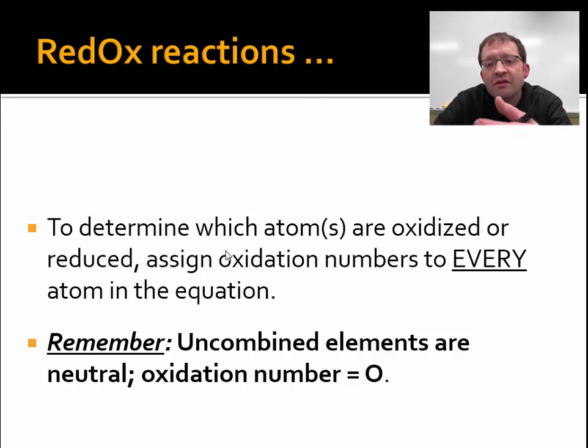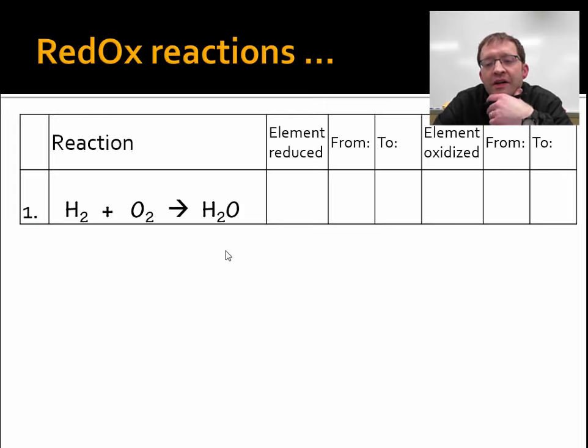And if you don't have this sheet, then follow along with us and copy these examples down so that you've got them to go off of as examples of oxidation reduction. So what's going on in this first example? This is about one of the simplest synthesis reactions we could find. Hydrogen and oxygen joining together to make water.